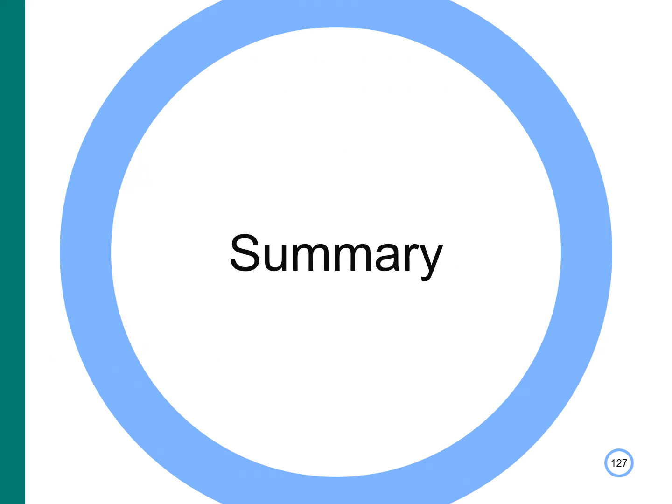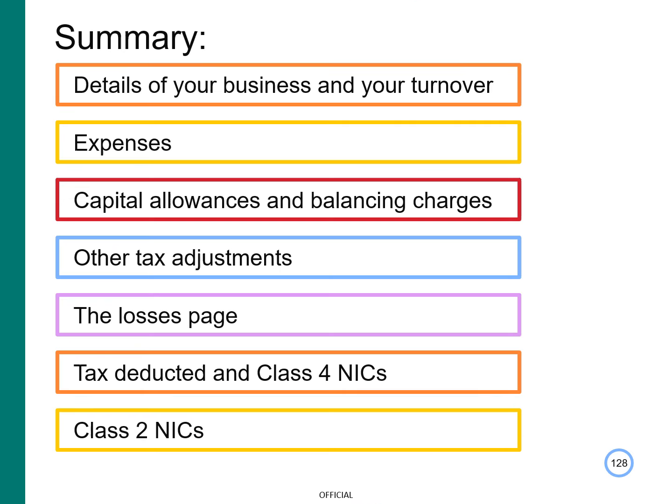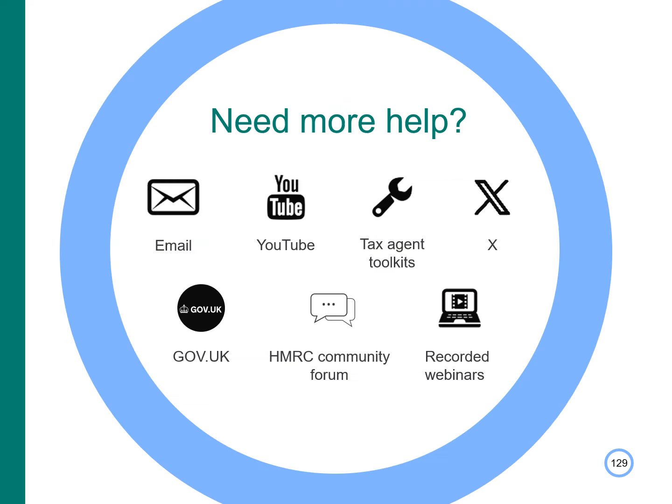We're nearly at the end of the webinar now, and here's a summary of what we've covered today. In today's webinar, we've looked at the details of your business and your turnover, expenses, capital allowances and balancing charges, other tax adjustments, the losses page, tax deducted and Class 4 national insurance, and Class 2 national insurance.